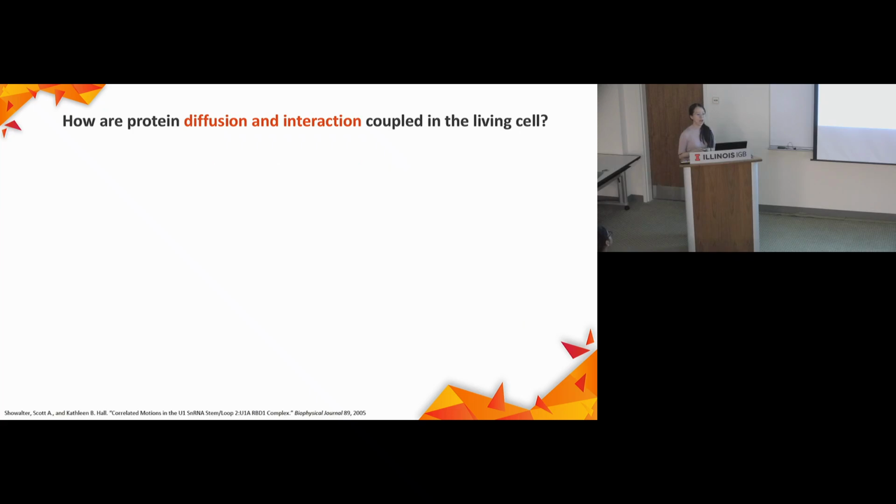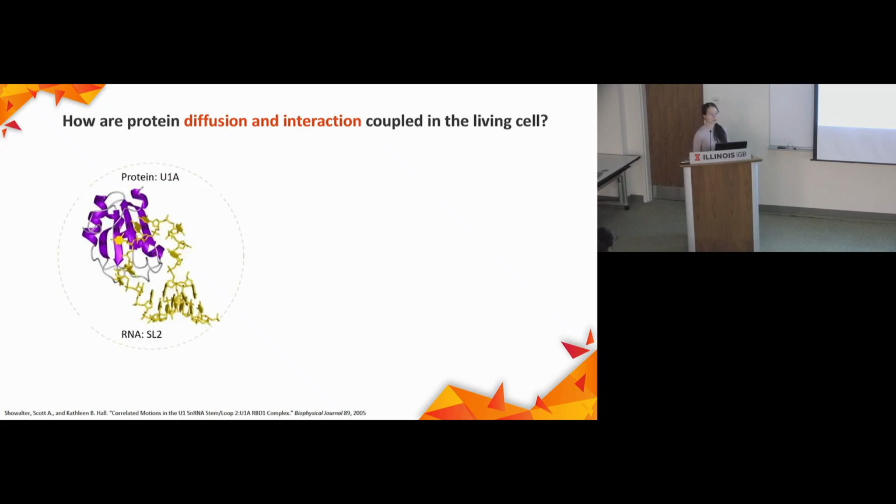Okay, so how are we going to study protein diffusion and interaction in the living cell? We first picked a model system. The model system we picked is a protein-RNA complex. The protein is U1A, and the RNA is its binding partner, SL2. This is a standard protein-RNA binding system. That's why we picked it as our model system. It has been well studied in vitro and in human cells.